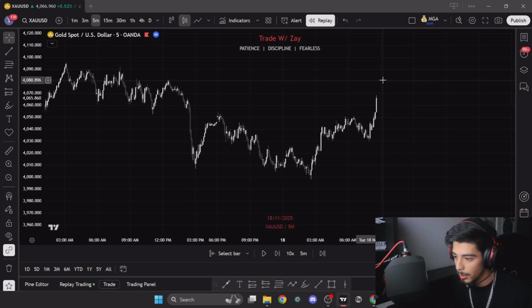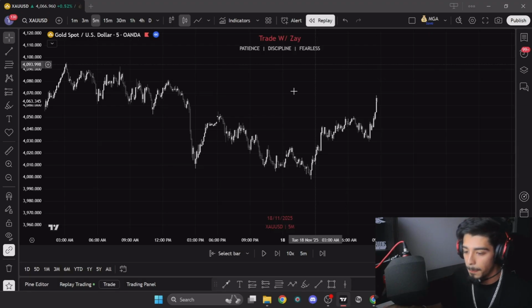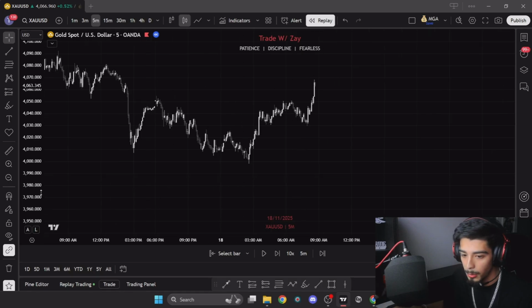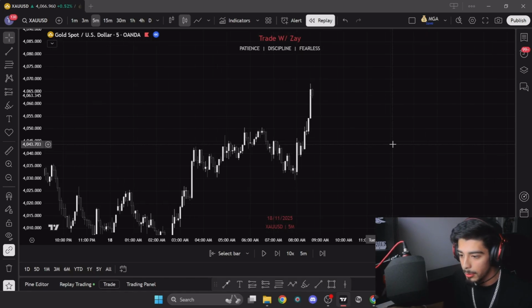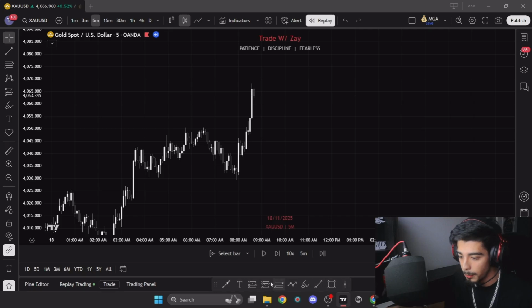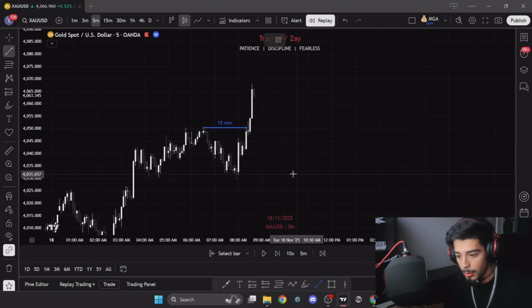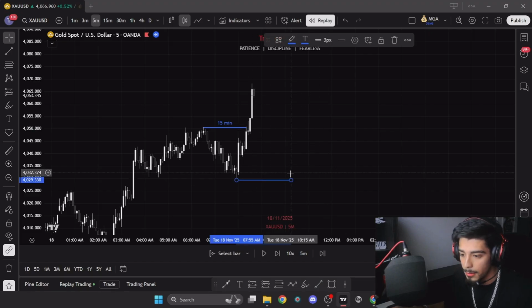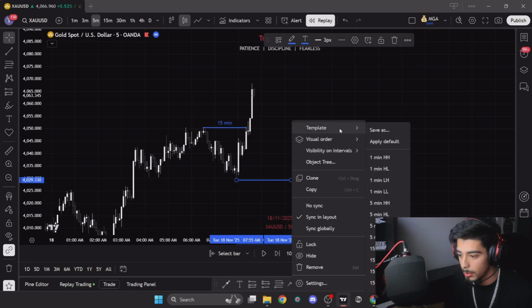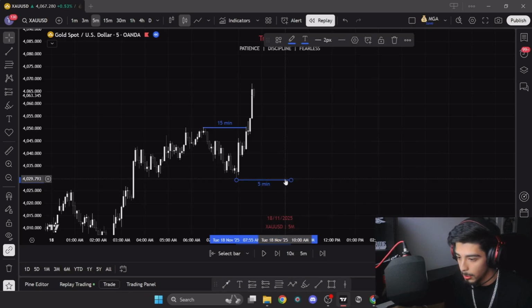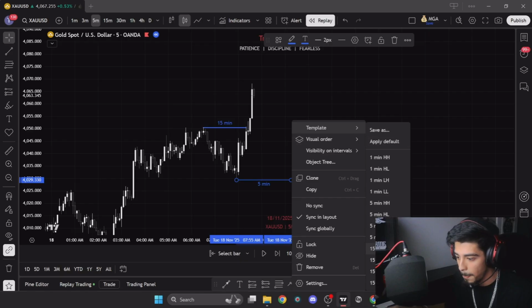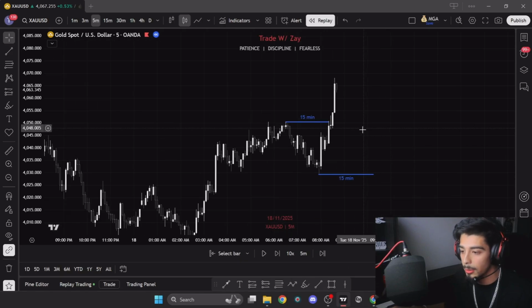Okay, as you can see here, we made a breaker structure to the upside. Okay, so let's go ahead and build our narrative. So we're on the 5-minute time frame. We just made a breaker structure. We could say this is a 15-minute breaker structure, higher high, and this is the higher low. Wrong one. Okay. All right, so that's the higher low.